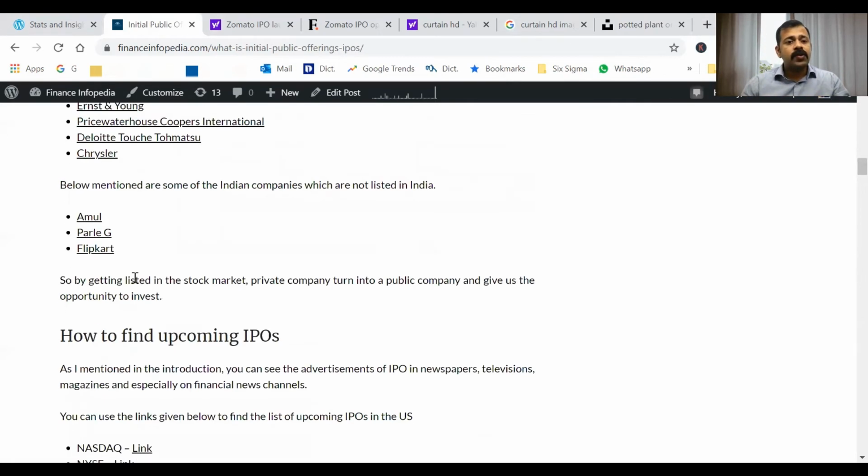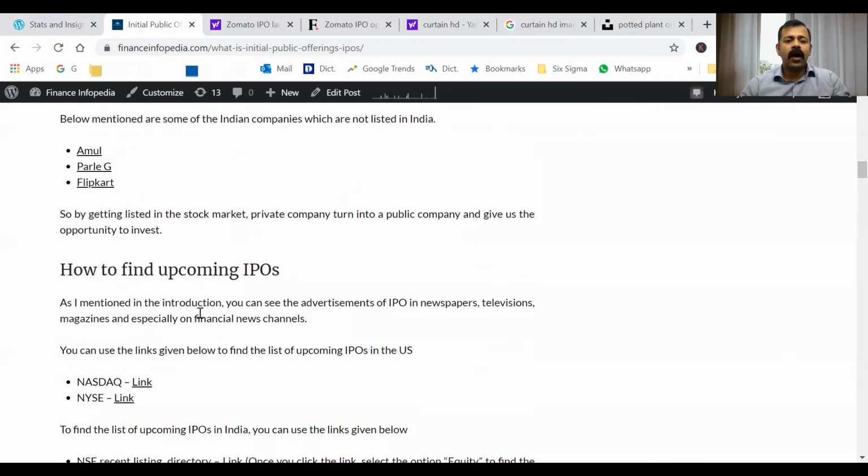So if we want to participate in the growth of these companies, we need to invest in these companies, right? If we need to invest in these companies through demat, then the only way is when these private companies convert themselves into public companies. So by getting listed on the stock market, a private company turns into a public company and gives people like us the opportunity to invest in those companies. Okay. So first thing is how to find upcoming IPOs.